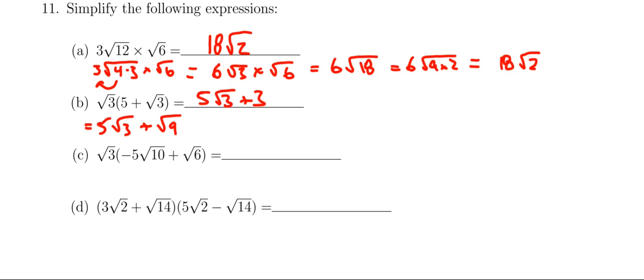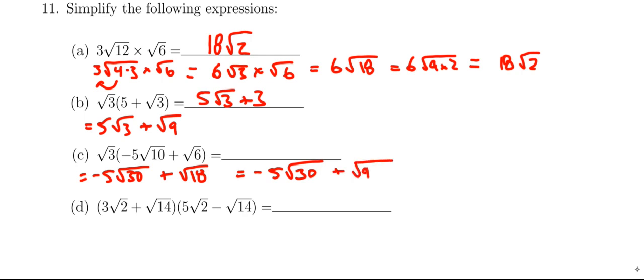In question C, it's a similar sort of thing. There's really nothing for me to simplify right now, so I'm just going to multiply that root 3 through, which will get me negative 5 root 30. And then when I multiply the root 3 by the root 6, I'll get positive root 18. Now, there really isn't anything for me to do with root 30. There is no perfect square that's a factor of 30. But there is in root 18. That's going to be 9 times 2. And the square root of 9 is 3. So then this becomes minus 5 root 30. Can't do anything with that. But plus 3 root 2.